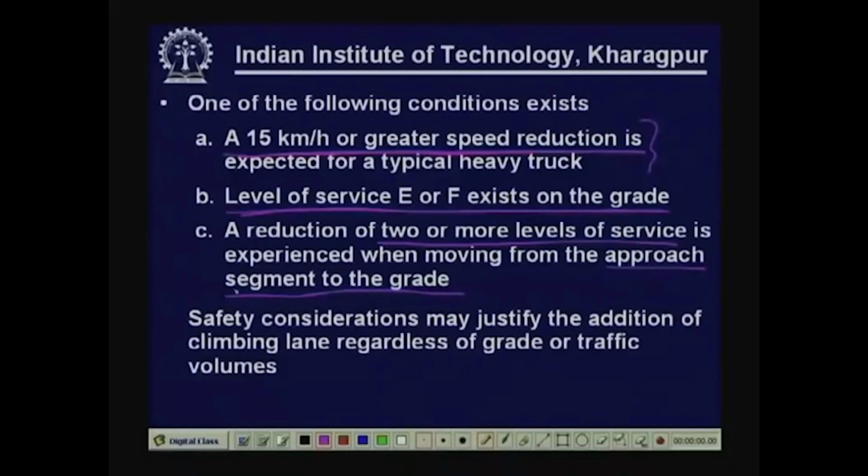So, one of these 3 conditions should get satisfied: a 15 kilometer per hour or greater speed reduction, level of service E or F on the grade, or a reduction of 2 or more levels of service experienced on the grade. And also the other 2 conditions I have already mentioned, the total traffic volume and the total commercial vehicle volume, should also be satisfied. Then a climbing lane should be justified.